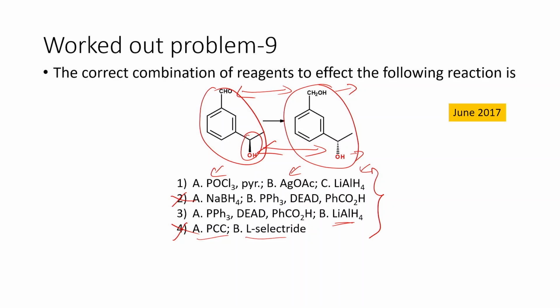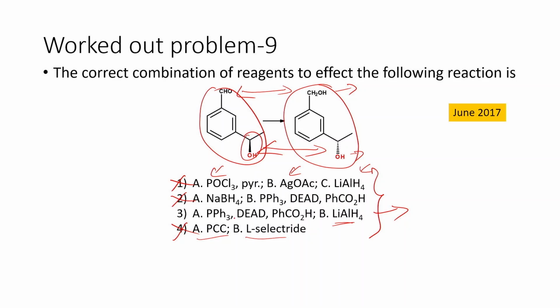And POCl3 pyridine may convert the hydroxy unit to a halo derivative, and then what are the other reactions? They may not lead to the corresponding hydroxy derivative. So 1 is also ruled out. So from logically applying, we can easily figure it out. Most probably the condition 3 could be the right combination that may be used for this particular transformation. Let us look at what is the first step.